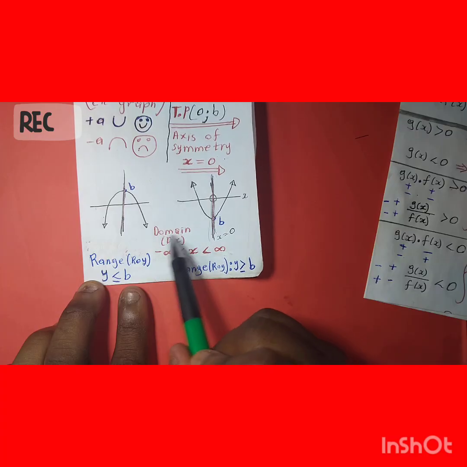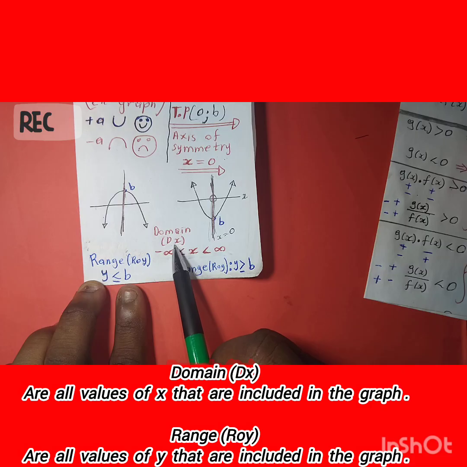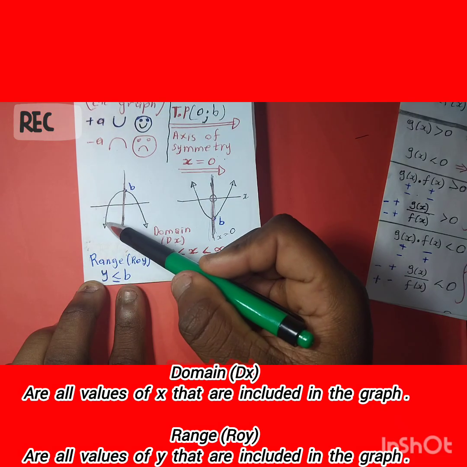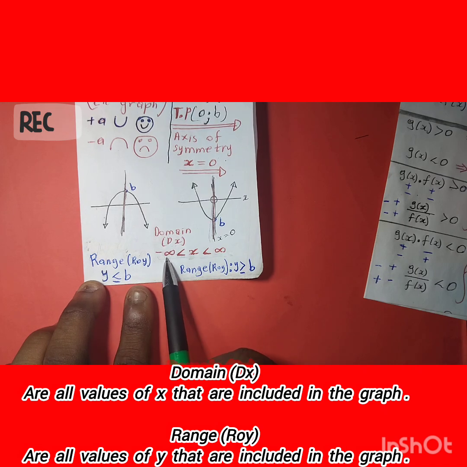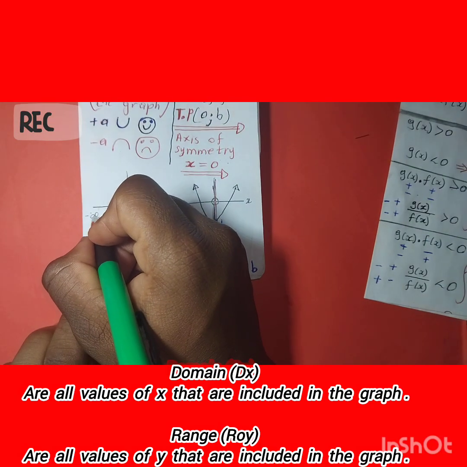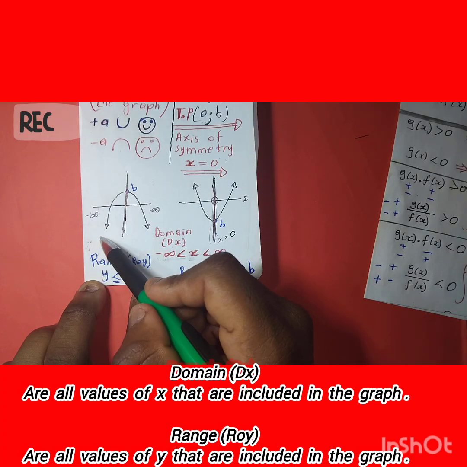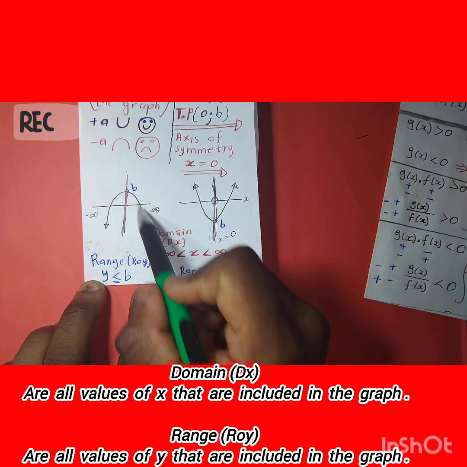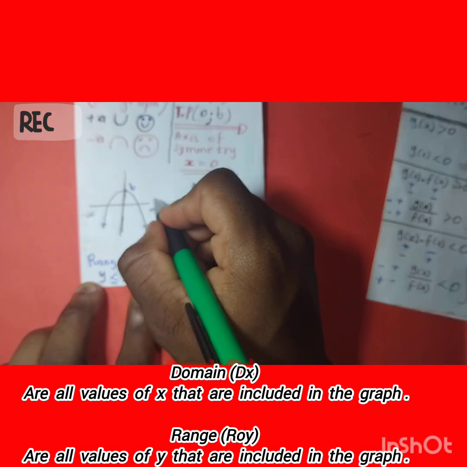When, guys, we are talking about a domain, I usually call it a dex. This one, domain, it's a dex. It means that these are all the values of x which are included in the graph. But because this graph, guys, will be a continuing graph, it means that it will include the values of x from negative infinity until positive infinity. So that graph there will continue from negative infinity until positive infinity for the values of x.